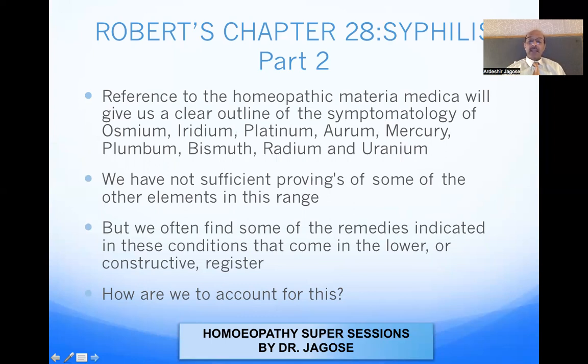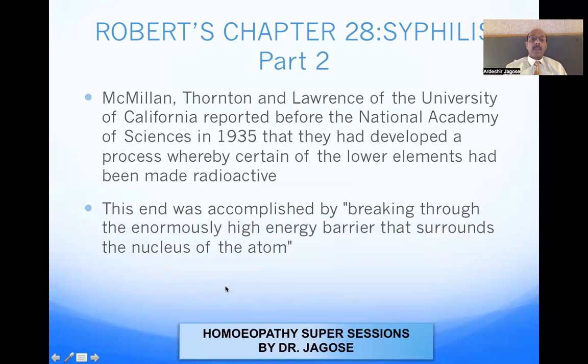But we often find that some of the remedies indicated in these conditions come in the lower or the constructive register. So Robert is saying that from all these elements, some of them come under the lower or constructive register. How are we to account for this? Because as Robert has told you, all the psoric remedies will come under the low atomic weight, and all the syphilitic remedies under the higher atomic weight. But all of them here are generally syphilitic, yet some of them come in the low atomic weight. So how do you account for this?